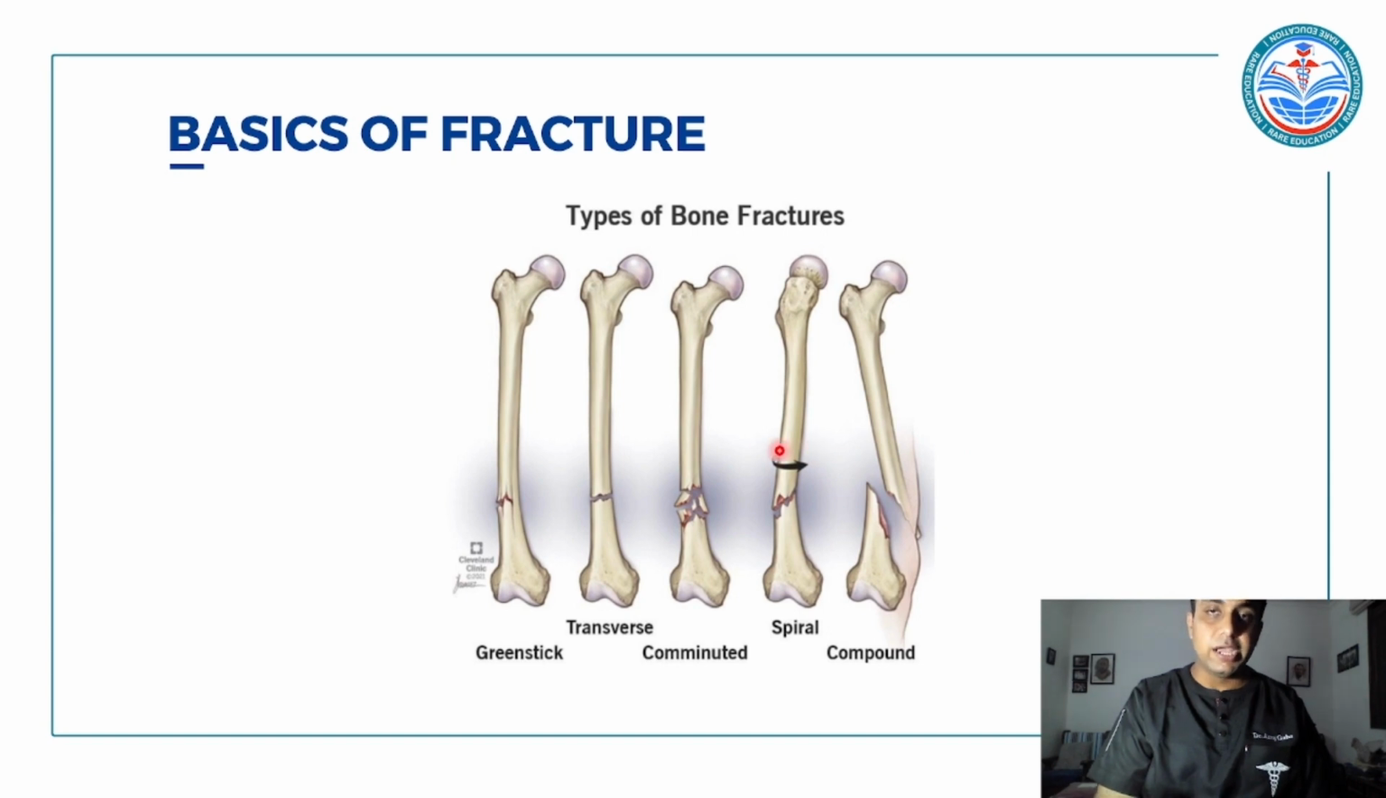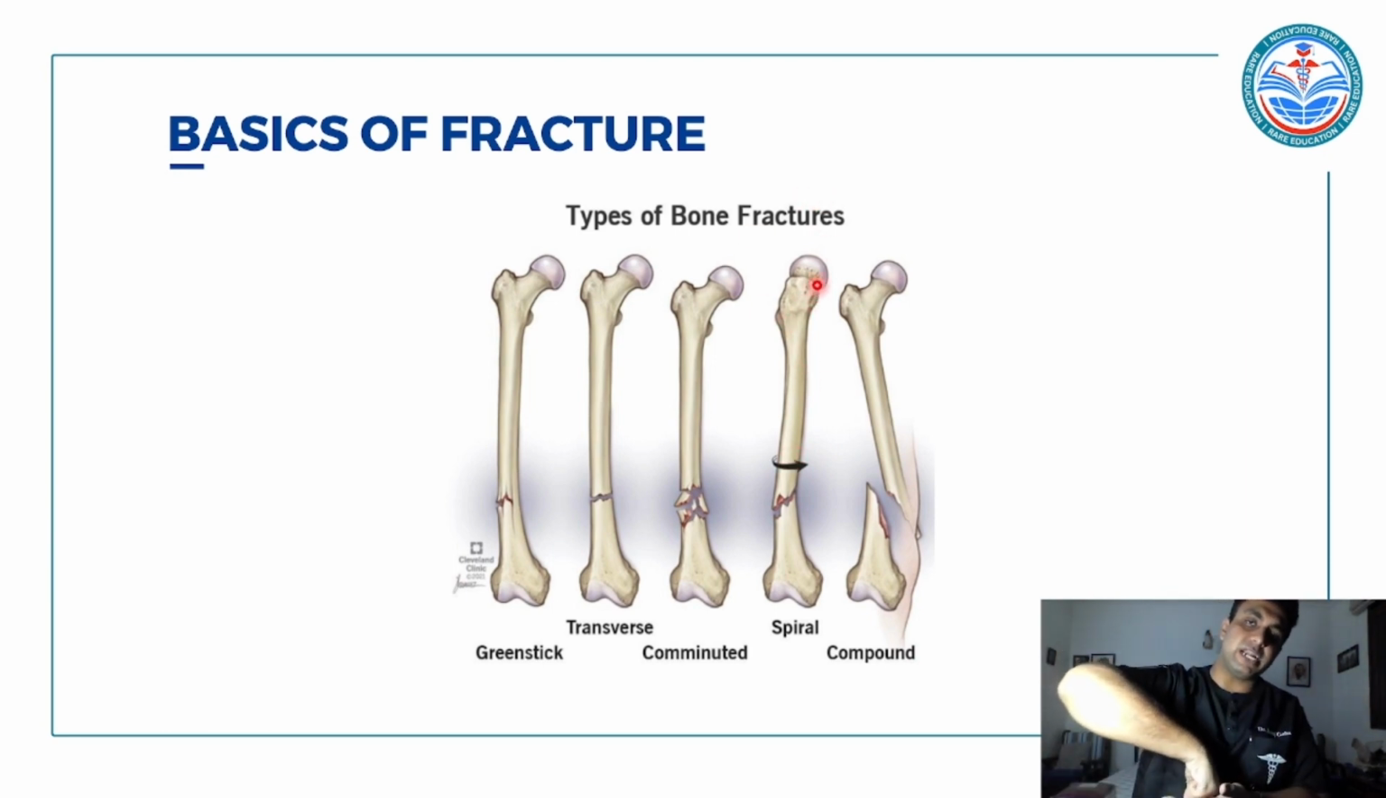Spiral fracture. It is also a complex fracture. Why am I saying a complex fracture? Because you have to understand, look at the head. The femur head is rotated. So for example, a person was standing straight, but a car came and bumped into him.